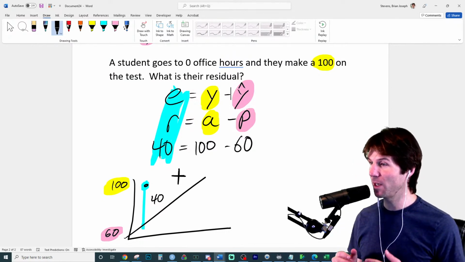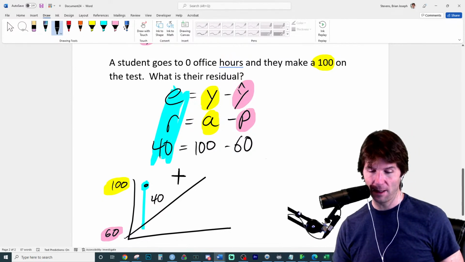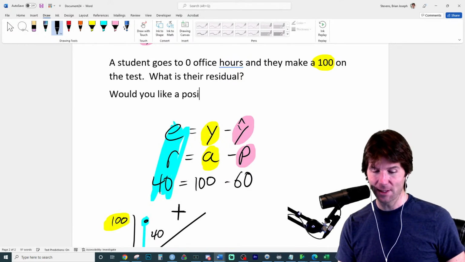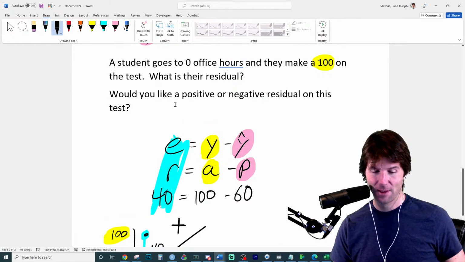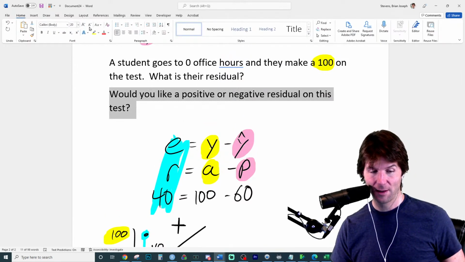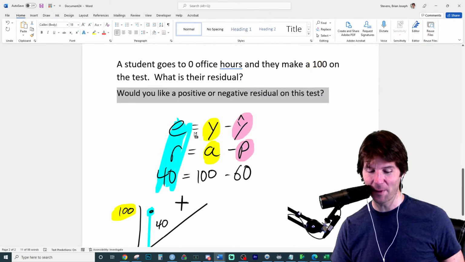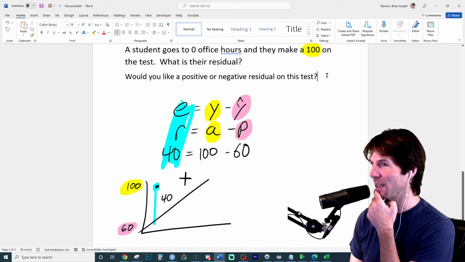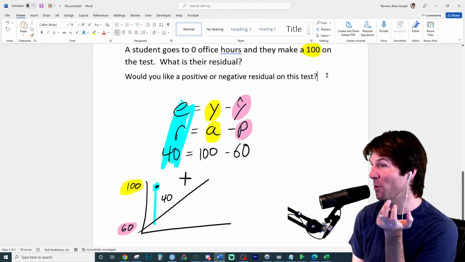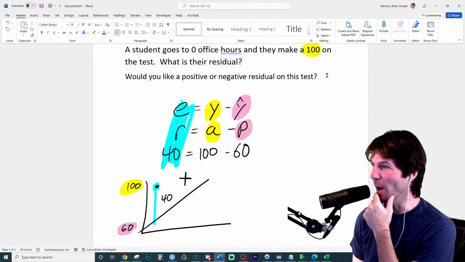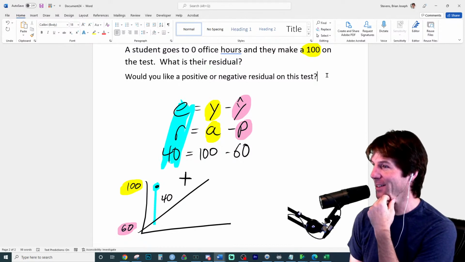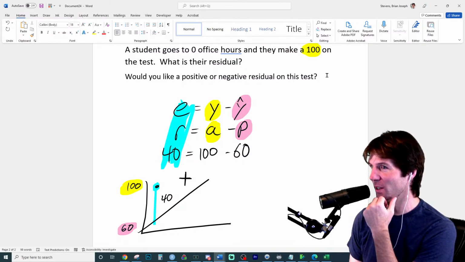A test question that I've wanted to write for so long is, would you like a positive or negative residual on this test? What would you say if I wrote you this test question? I've never written it. Maybe I'll talk to Terry and say we've got to do this test question. You kind of get what you ask for at that point, because we want to help you out. Do you want a positive or negative residual on this test? So how would you answer that question?